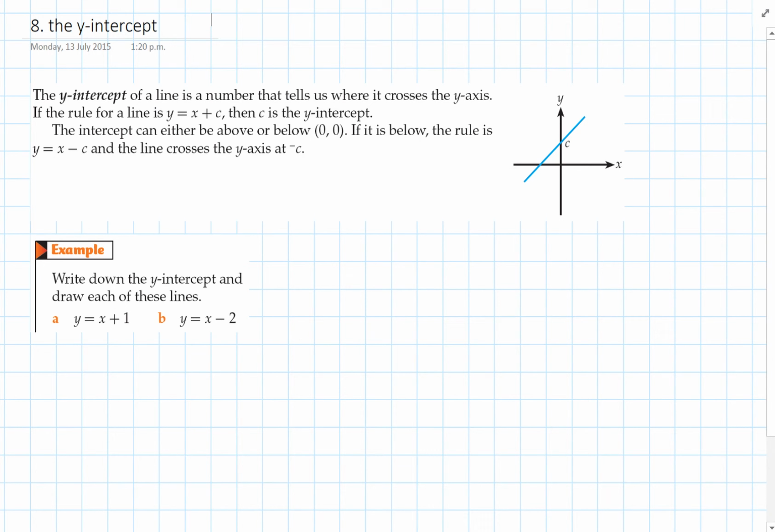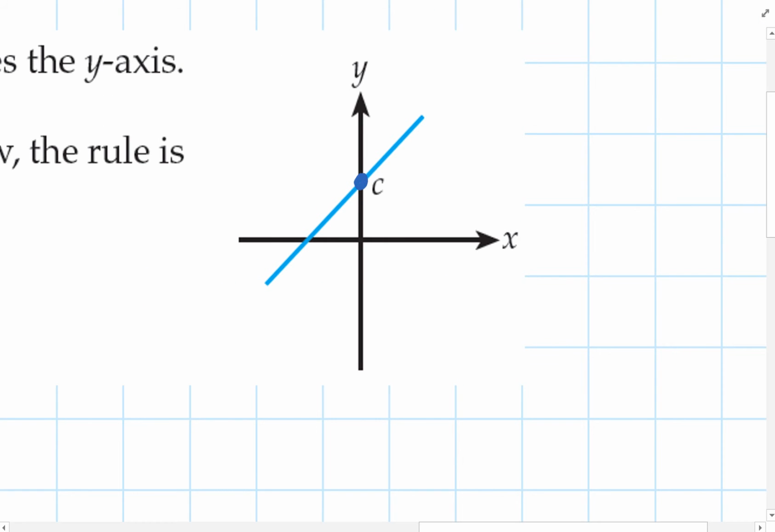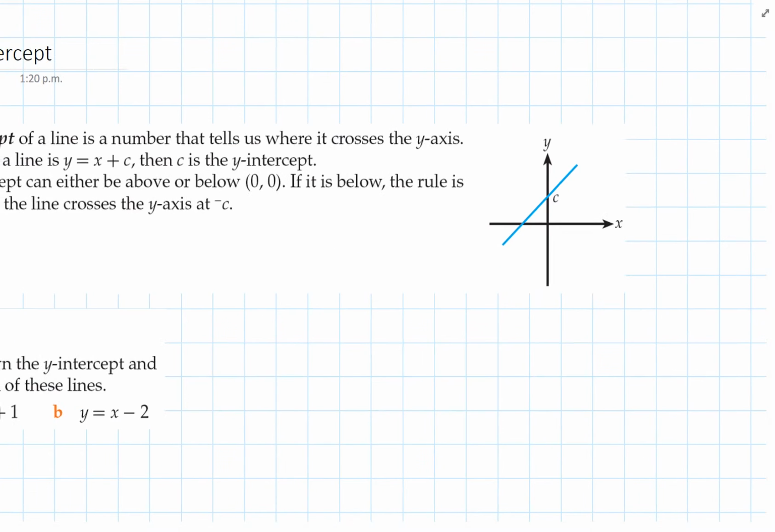Hi Year 10s, in this video we're looking at a concept called the y-intercept. If we think of our x and y axis as we've got drawn over here, the y-intercept is simply the point where our graph crosses the y-axis. And it can be quite interesting to us depending on what our graph is about.